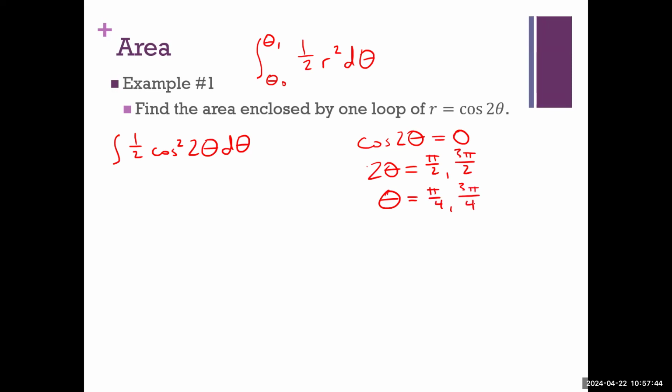So let's double check again. Does that make sense? Should, right? 2 times pi over 4 is pi over 2. Cosine of pi over 2 is 0. So from there, I think we have this integral. The integral from pi over 4 to 3 pi over 4 of cosine squared 2 theta d theta.